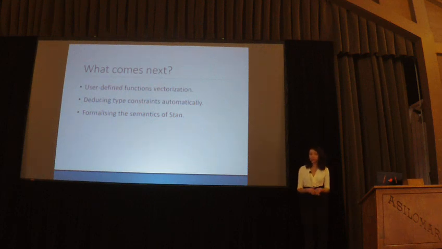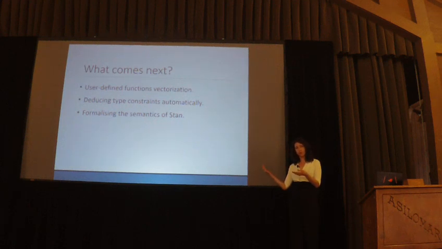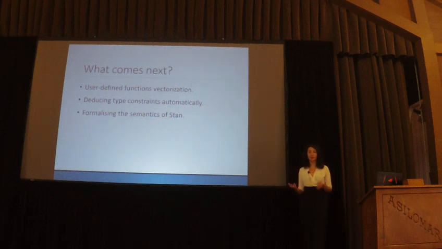Another idea is to use type inference the same way we use type inference to deduce those type levels I showed. Use it instead to figure out what constraints on variables are automatically. So for example, if we used a variable as variance somewhere in our program, we want to constrain it to be positive. So instead of having to explicitly specify this.